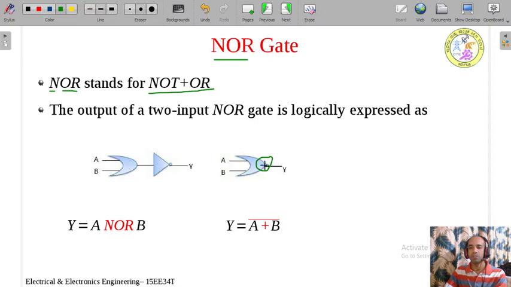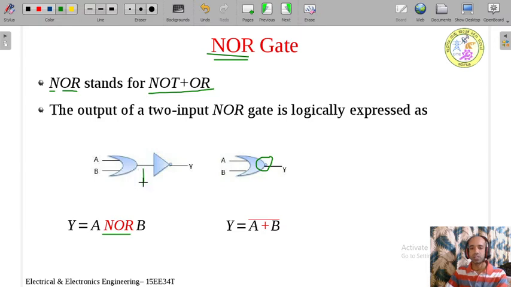That is OR gate plus NOT. In this OR gate, the bubble is nothing but the NOT gate. OR plus NOT forms the NOR gate. And mathematically we can write y is equal to a NOR b. So how to write it in terms of operators? That is nothing but a plus b. What is a plus b? A plus b is the output of the OR gate, along with a whole bar you have to write.